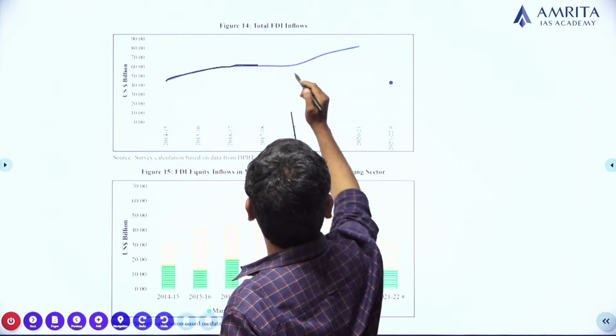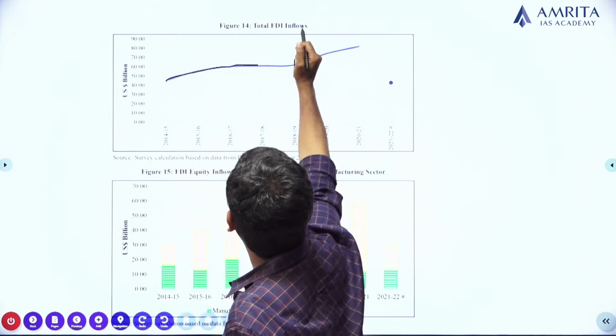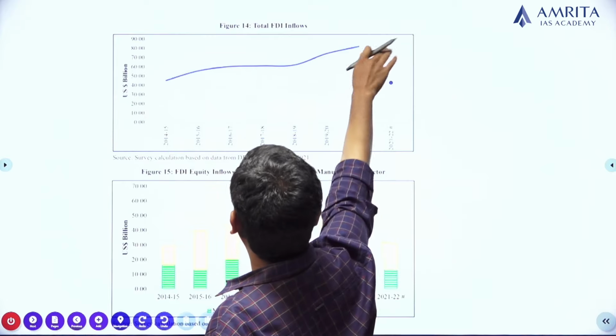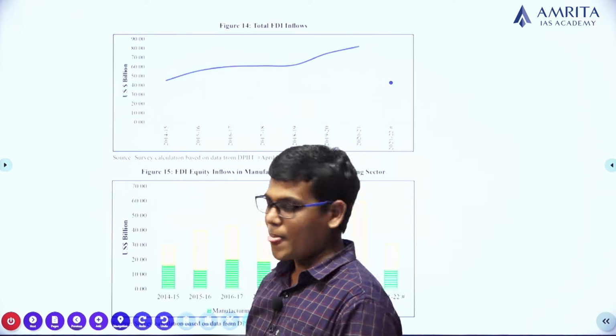Okay, but from 18-19 it is increasing, but not from 14-15. It's not a continuous increase. Okay, just have an idea. They have maintained some stability and again increased.